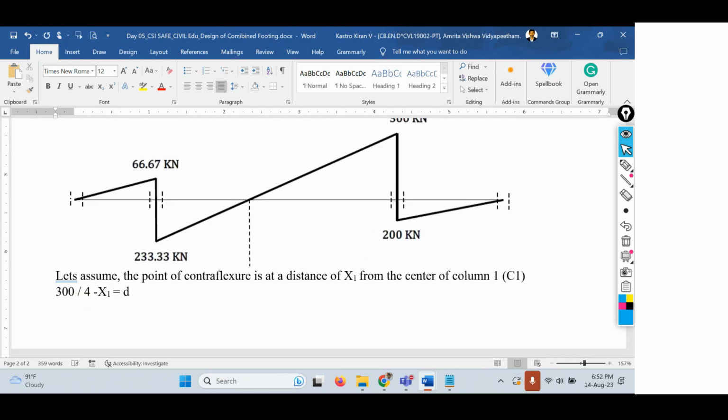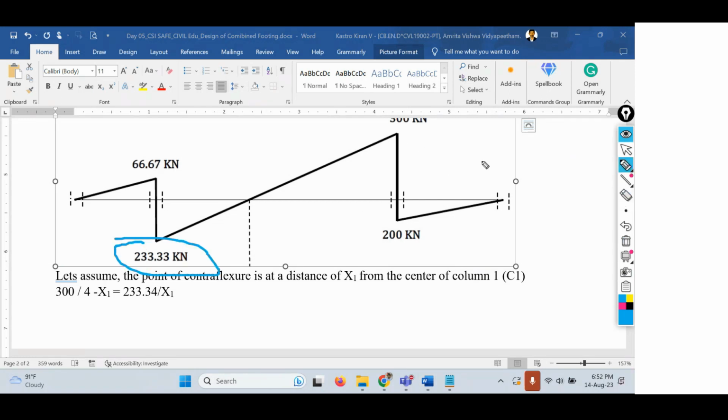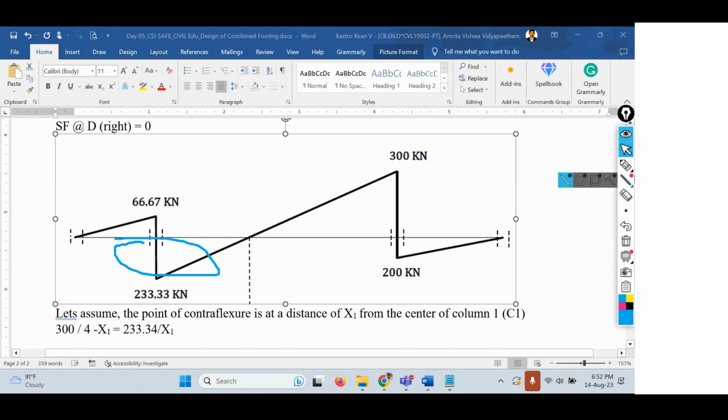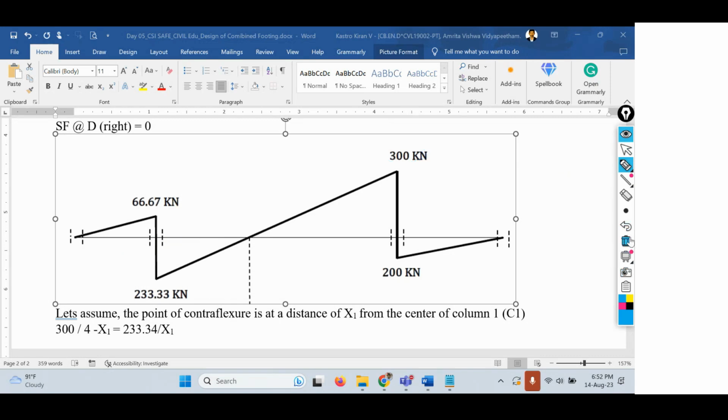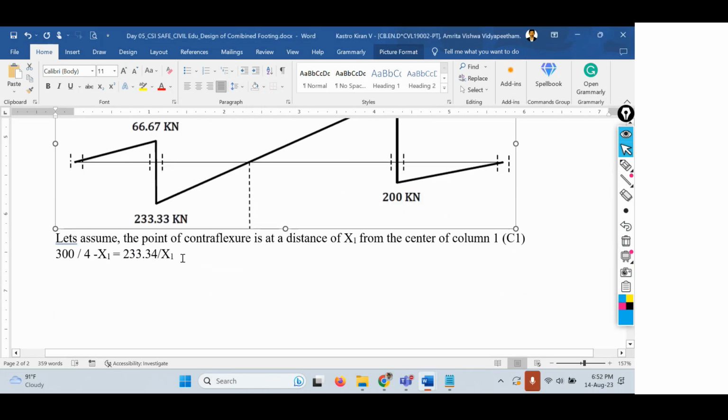So 233.34 divided by x1. I'm just doing the calculations for these two points, this one and the top one, 233 and 300 kilonewtons. I'm just calculating the x1 distance. So now let us work with the value of x1.